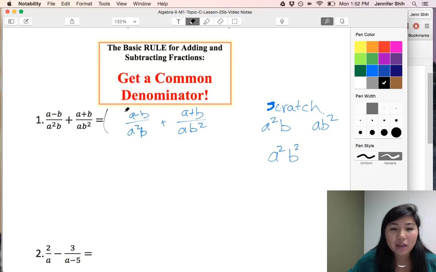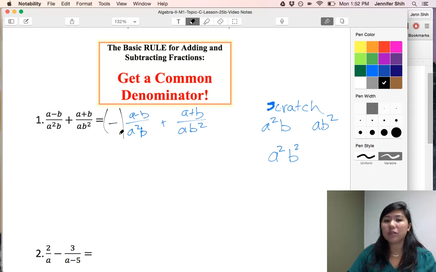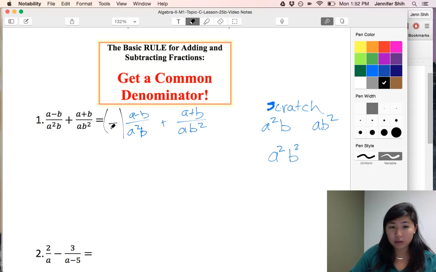Now, I have to think to myself, what do I multiply my denominator by to get a squared and b squared? And all I have to multiply by is another b. So I check b times a squared times b. That's going to give me a squared b squared. This is my common denominator.